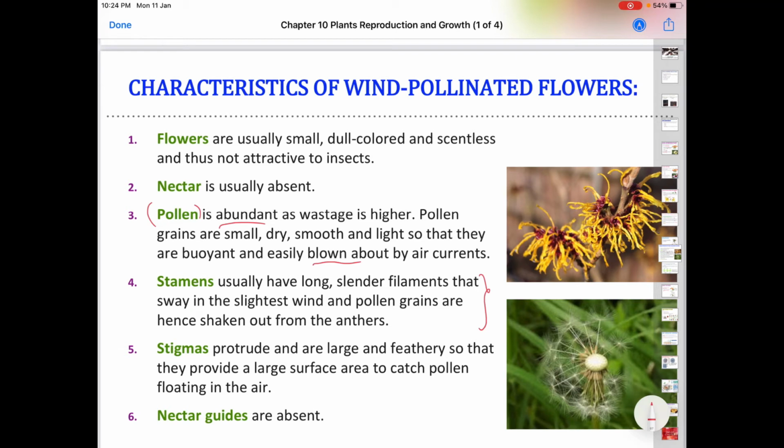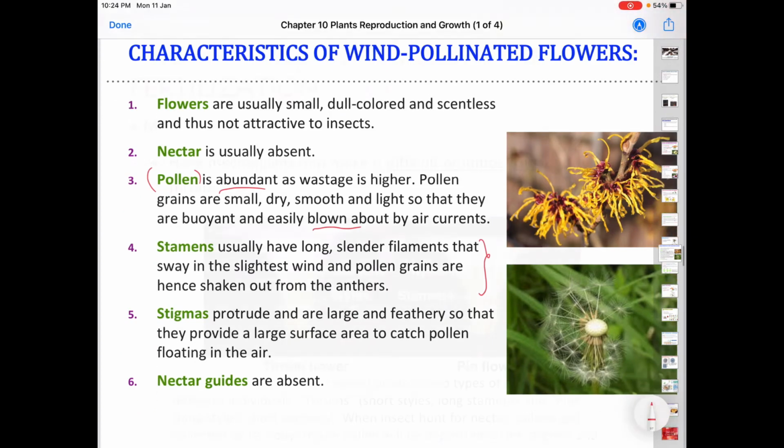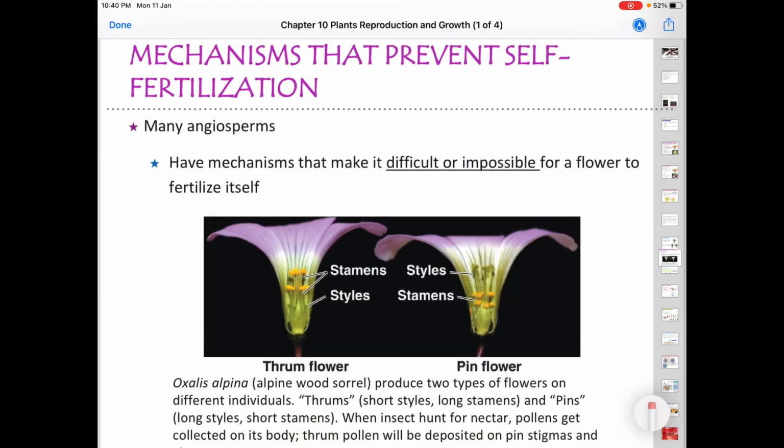And the stigma protrudes. Protrude means we can see the structure from the outside. The stigmas are protruding, exposed, large and feathery, so that they provide a large surface area to catch pollen floating in the air. And nectar guides are absent. Okay, mechanism that prevents self-fertilization.